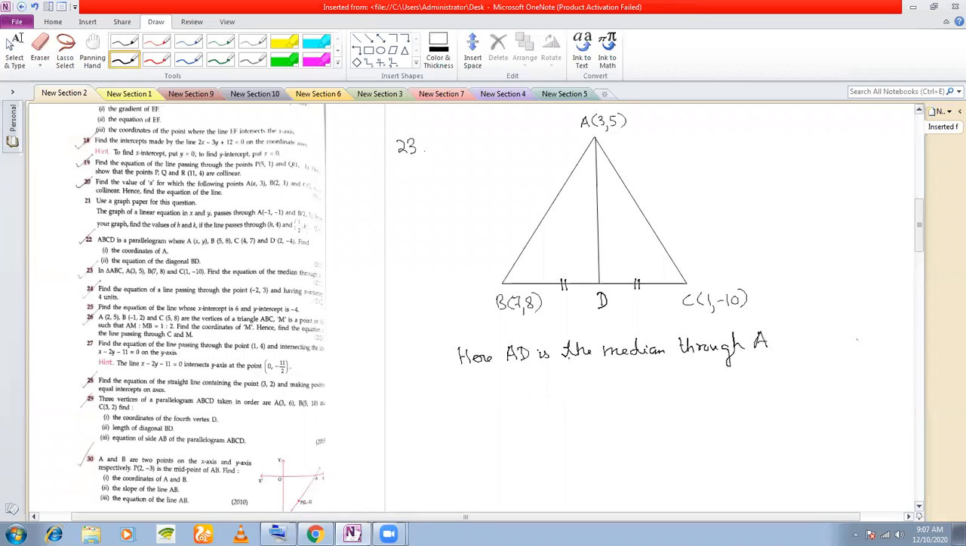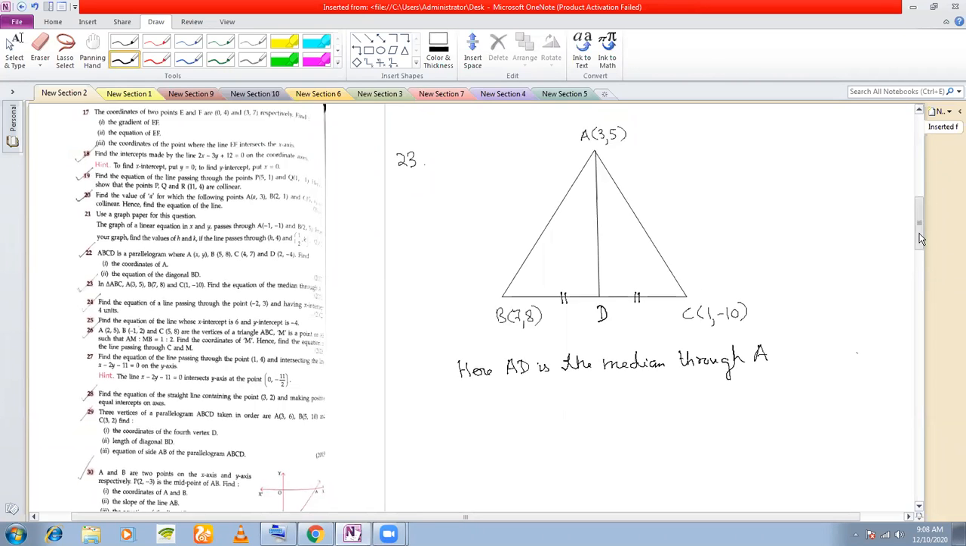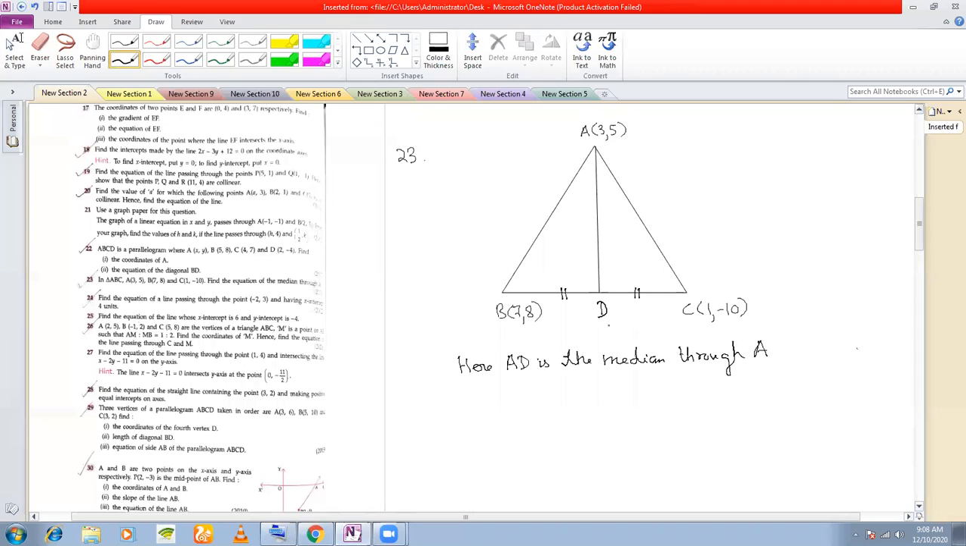So how do you find out the equation of the median? How do you find out the equation of AD? You can find out the coordinates of D, because you know D is the midpoint of B and C. Now once you know the coordinates of D, on this line AD you know 2 points A and D, and therefore you can use the 2-point form to find out the equation of the straight line.